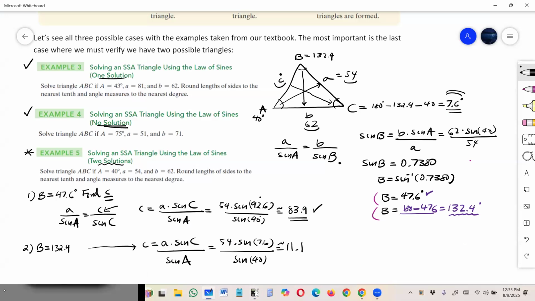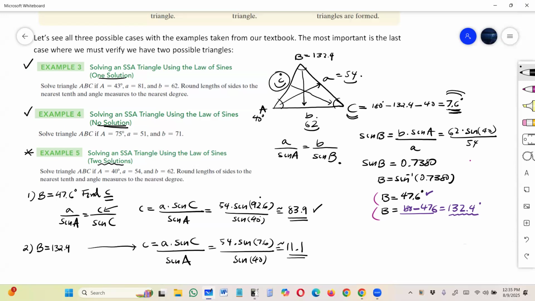And again, because C is the smallest angle, it has to be opposite the smallest side. So C has to be the smallest, which it is, right? It's smaller than B, 62, it's smaller than A, 54. So we're good. So this is the two-case solution.